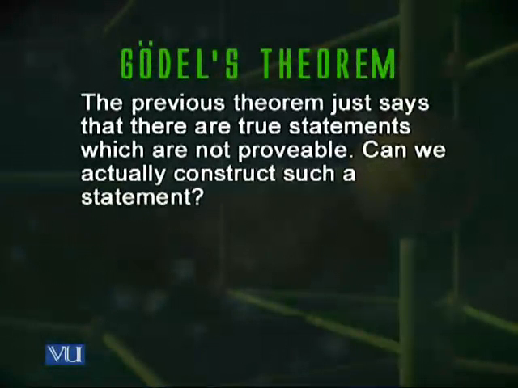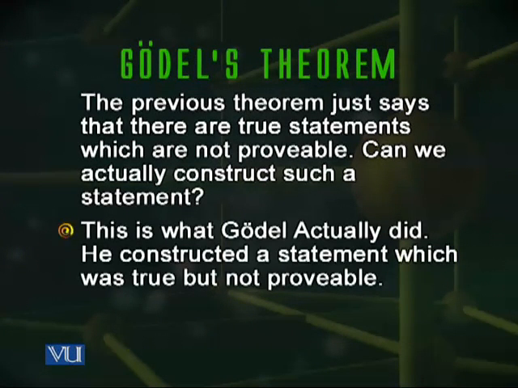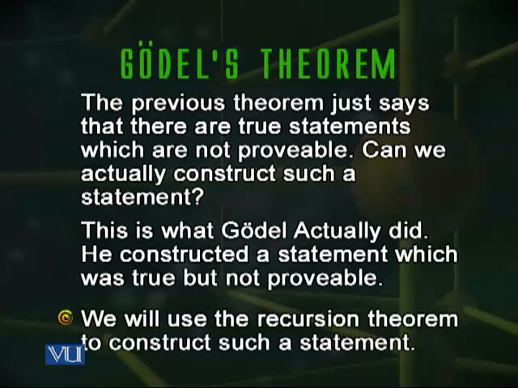Let's begin with this. The previous theorem just says that there are true statements which are not provable. Can we actually construct such a statement? This is what Gödel actually did. He constructed a statement which was true but not provable. So let us also construct such a statement. We will use the recursion theorem in order to construct such a statement.